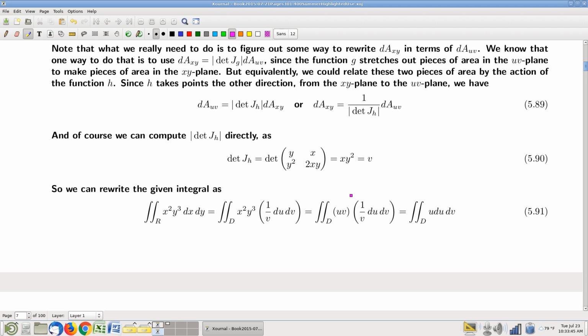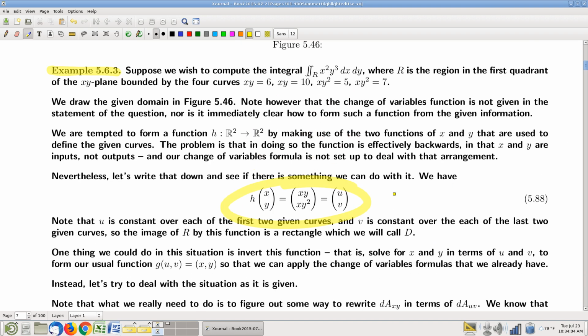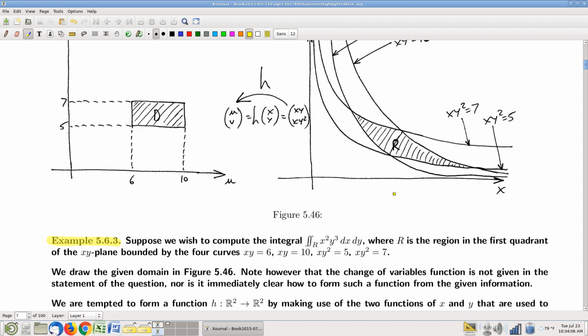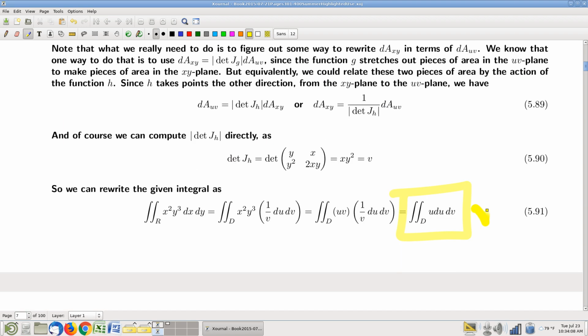And plug in. Note that we're dividing, not multiplying, because our function's going the wrong way. Right? We're squishing instead of stretching. And here's your integral in the UV plane over a rectangle. This is a really easy integral. Is everybody on board?